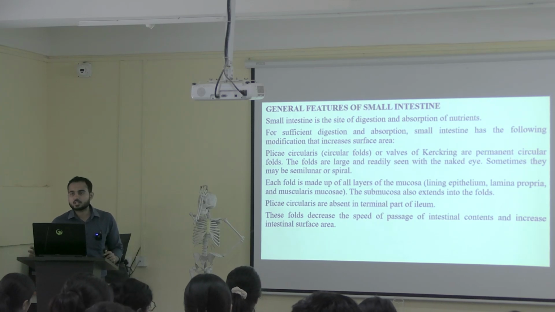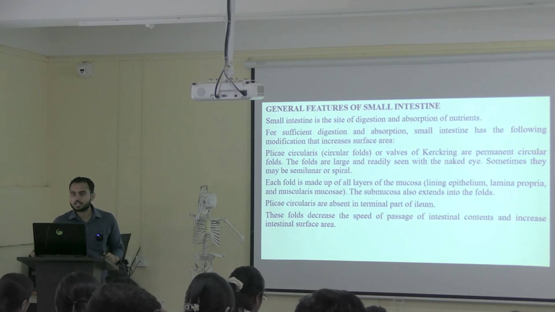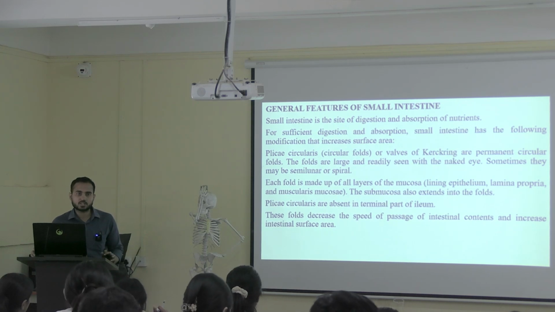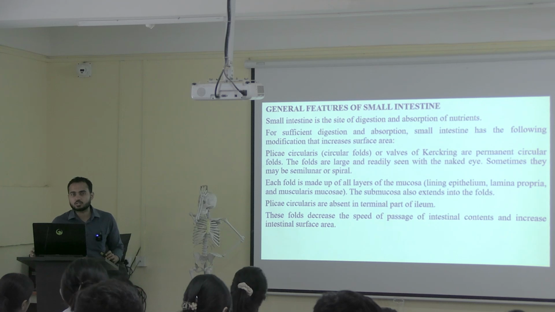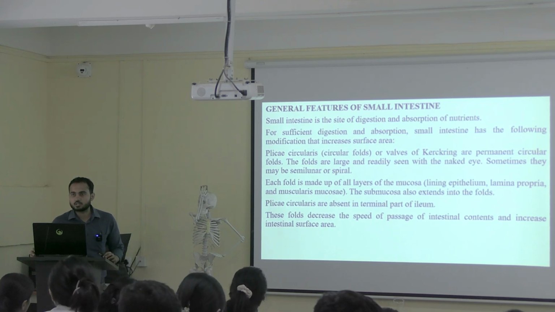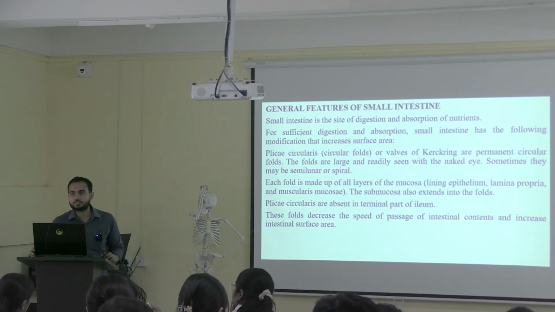Now, why are these circular folds present? Actually, what they will do is reduce the speed of whatever is traveling through it, so that more time is there for absorption and to complete the digestion. Just imagine you are driving on a road where so many speed breakers are there, so you can't drive fast. You have to slow down. These things are also the same in case of small intestine.